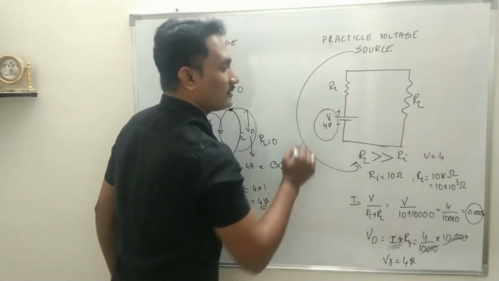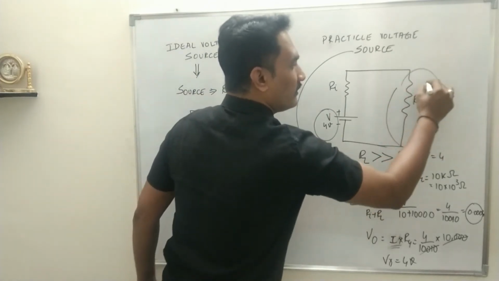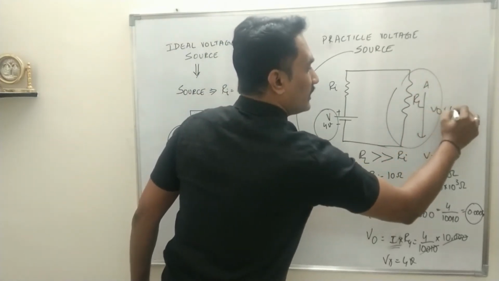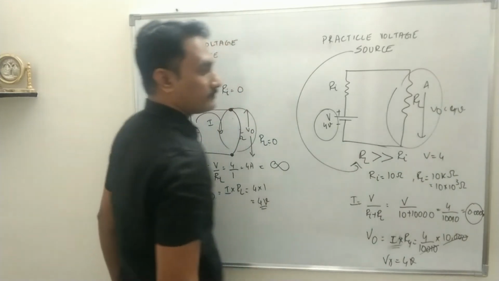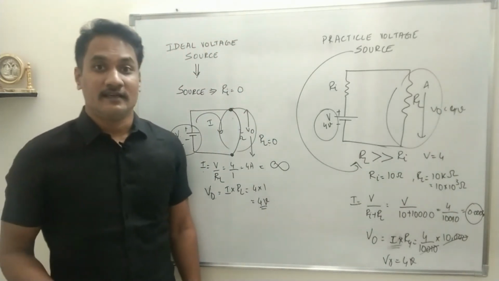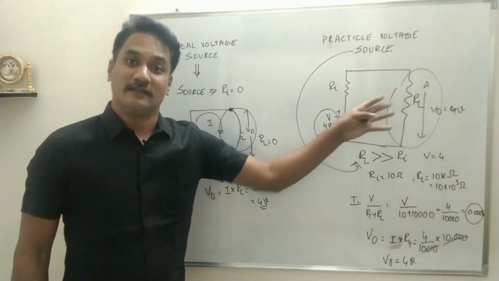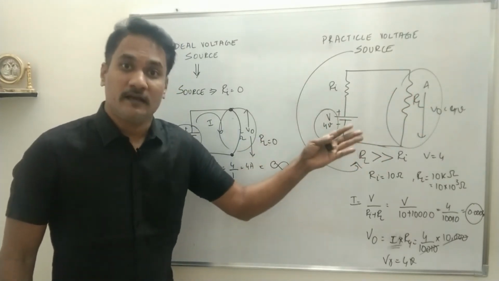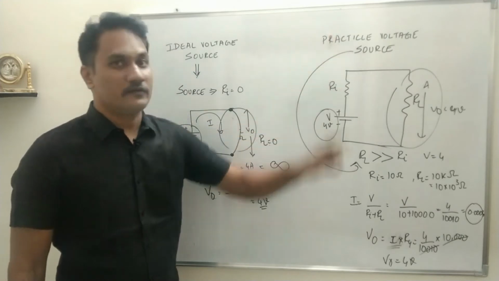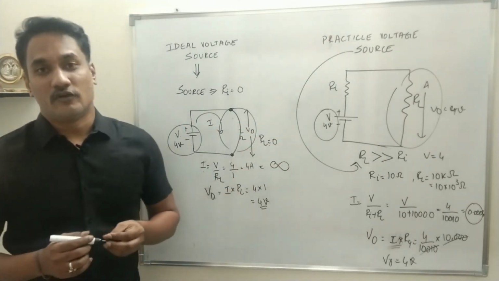कितना प्रोड्यूस किया था? 4 वोल्ट. कितना मिला आउटपुट में? आउटपुट में V0 पे कितना मिला? ऑलमोस्ट 4 वोल्ट. So we can say that the entire source is delivered at the output. So it is nothing but an ideal voltage source, but it will have internal resistance. Therefore we specify it as a practical voltage source.